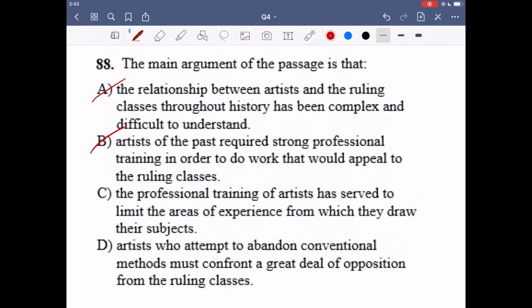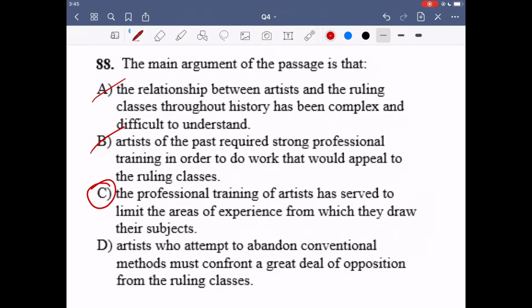So it's not the fact that they required strong professional training. It's more so the effect of that training that is the main argument of the passage. Option C, which is our correct answer here, is that the professional training of artists has served to limit the areas of experience from which they draw their subjects. Yeah, by this point, this is immediately what everyone should have chosen.